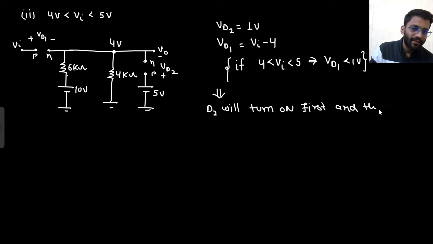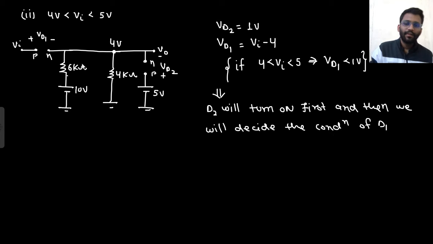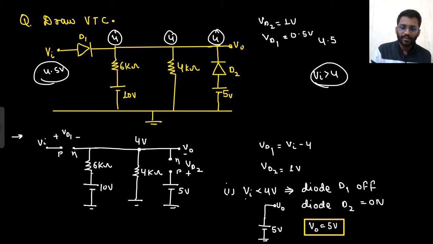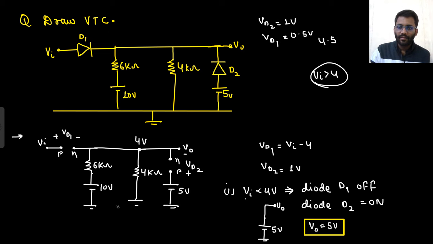And then we will decide the condition of D1, right? So first D2 will turn on, and if D2 turns on, what will happen with D1? Tell me. At this point, this is our D1. D2 turns on. What will happen? This will be shorted. So this 5 volt will go directly here.